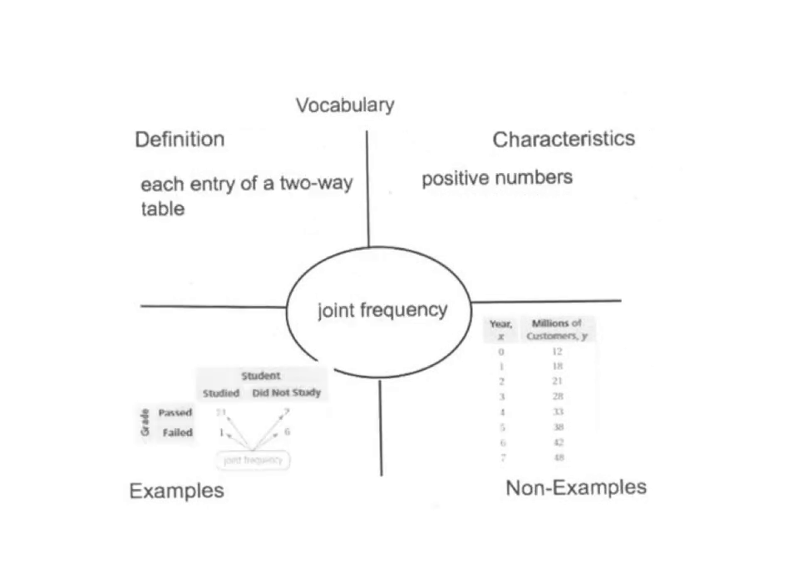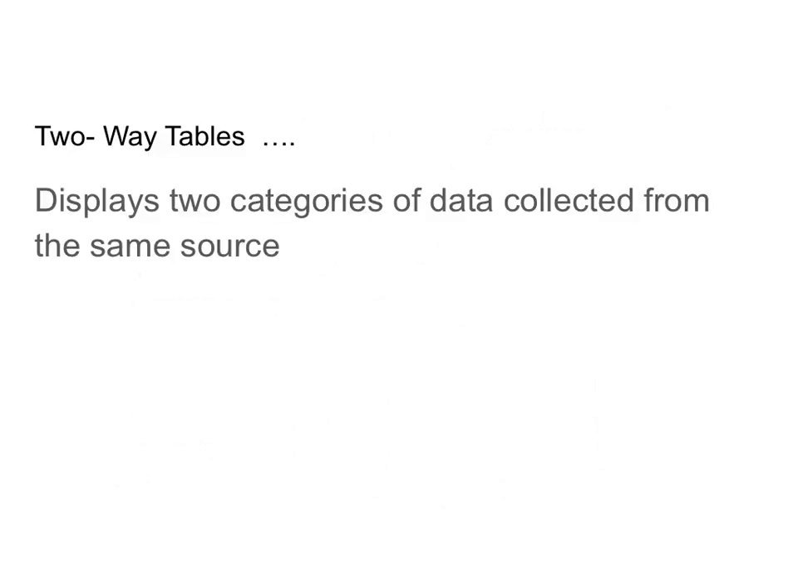Joint frequency. Each entry of a two-way table is a joint frequency. So like this one is those who have passed the test and studied. That would be this 21. Again, they're also positive numbers. So again, a two-way table displays two categories of data collected from the same source. And again, it's presented in a table format.